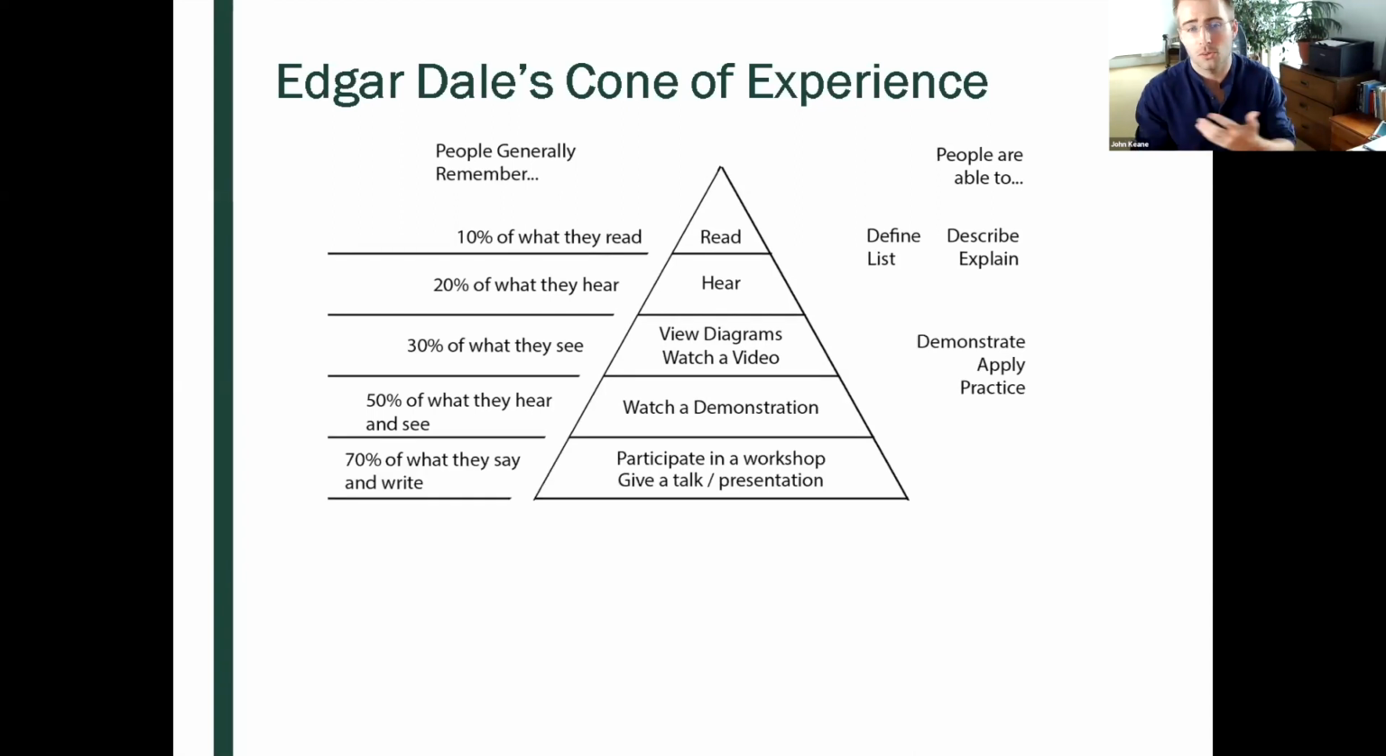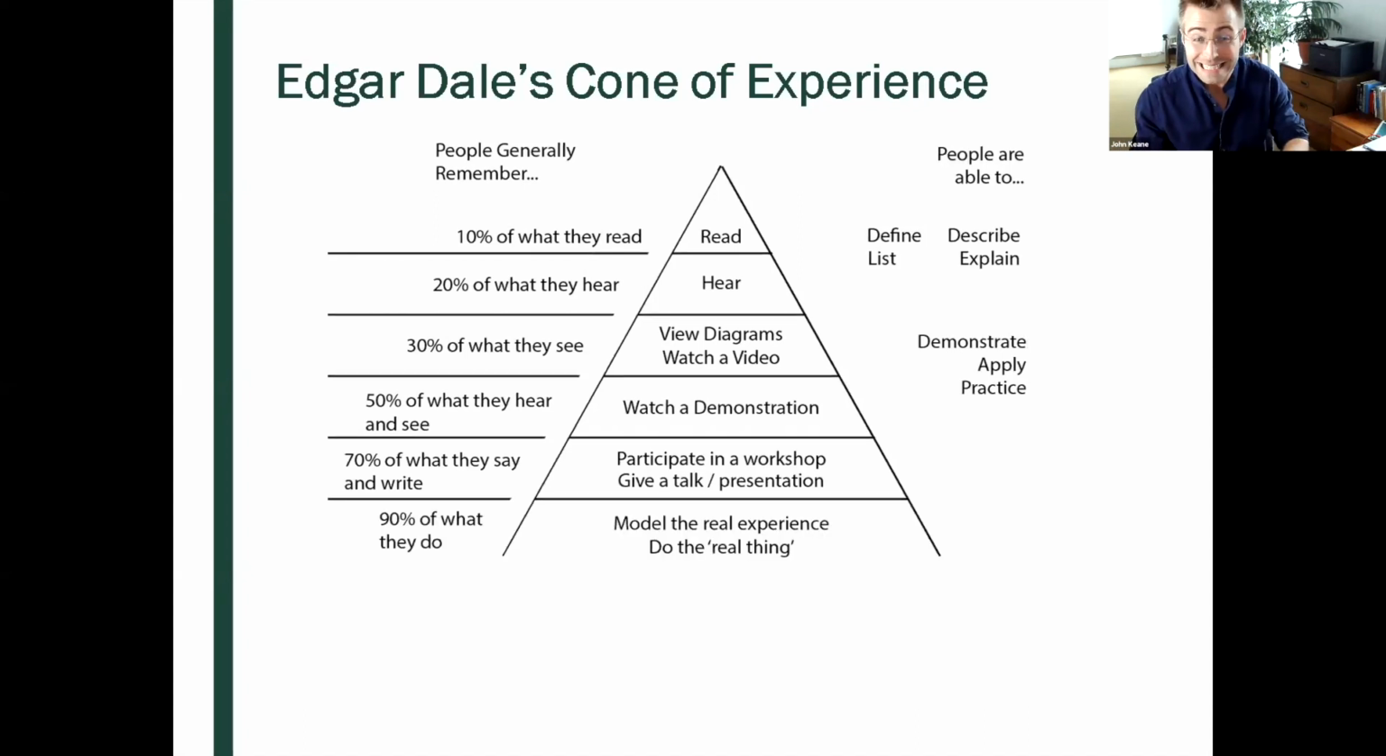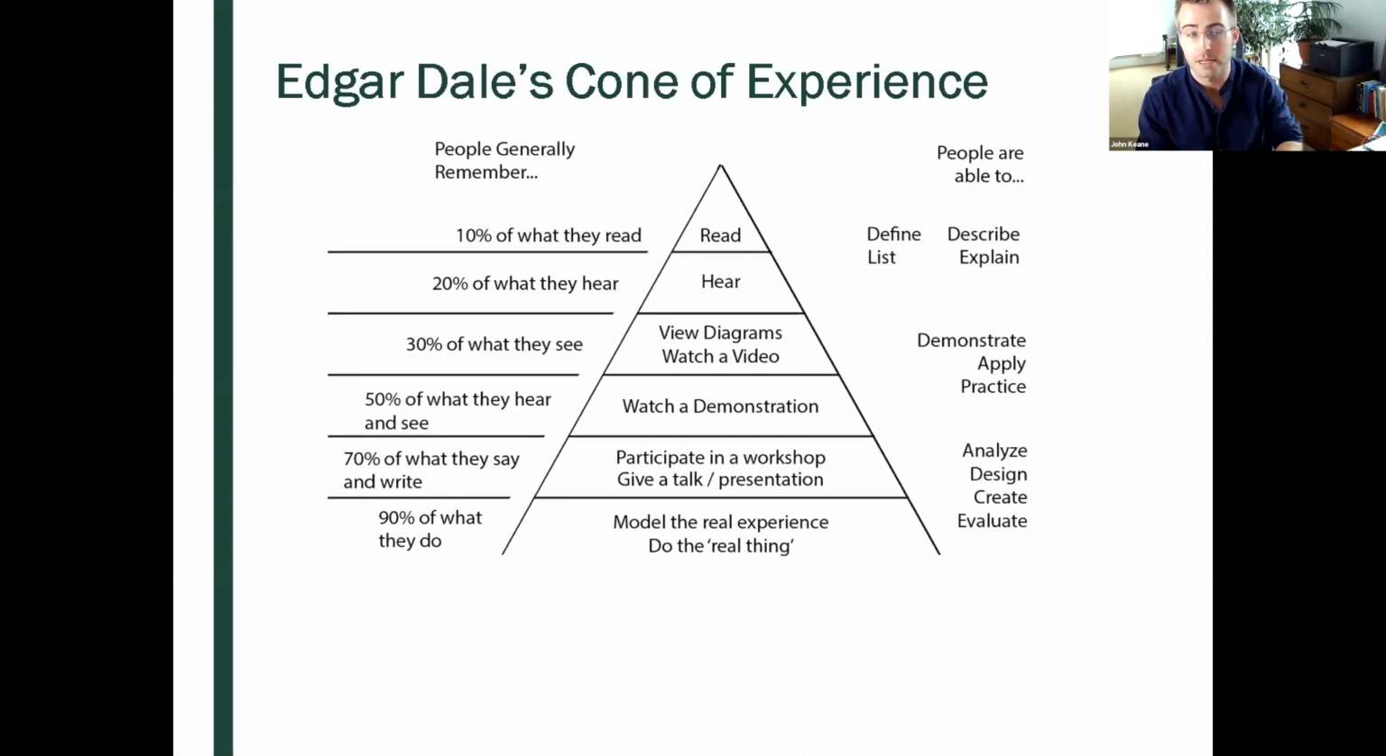Continuing on down the heuristic, they can remember 70% of what they say and write, and 90% of what they actually do. And I think that's the key thing that we're going for here when we're trying to create active learning engagements for students in large classes. How can we get them to situations where they're actually participating in the statistics we're teaching in hopes that they can later analyze it, design an experimental study, create new statistical content, or evaluate and critique statistical findings.